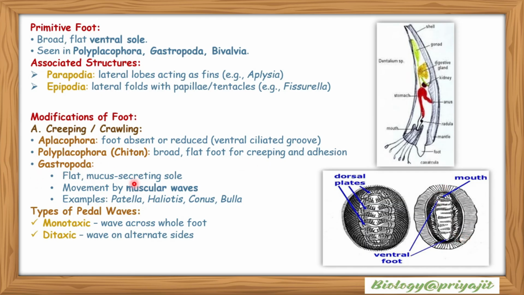Gastropoda, flat mucus secreting sole. Their movement is performed by muscular waves. Examples include Patella, Haliotis, Conus, Bulla, etc. Types of pedal waves, they are monotaxic and ditaxic. Monotaxic is a wave across the whole foot and ditaxic is a wave on alternate sides.